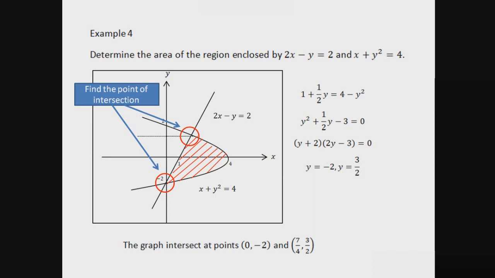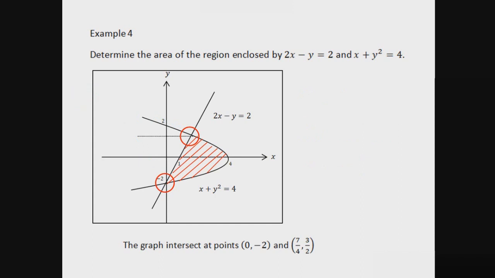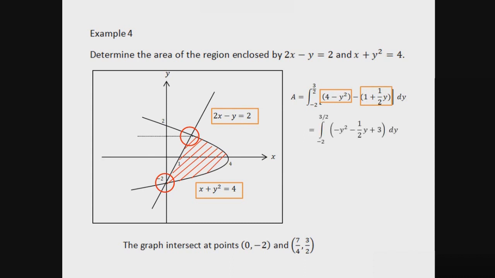So the graphs intersect at these points, and after that we can use the formula A equals the integral from negative 2 up to 3 over 2. From here we have to find which one to subtract. The right one is x plus y squared equals 4, so we have to make it a y term. We get 4 minus y squared, and then we subtract the straight line 2x minus y equals 2. We let x in terms of y, so we get 1 plus 1 over 2 y. Then we simplify and get the integral of negative y squared minus 1 over 2 y plus 3. We integrate, and we get negative y cubed over 3 minus y squared over 4 plus 3y. Then we substitute the interval values, and we get the final answer of 343 over 48.